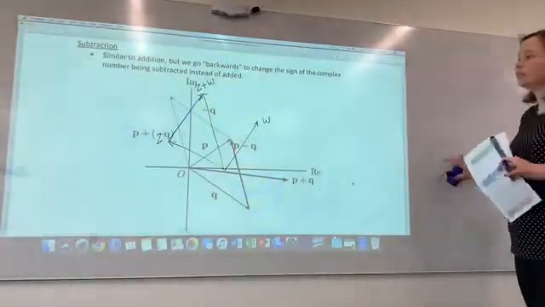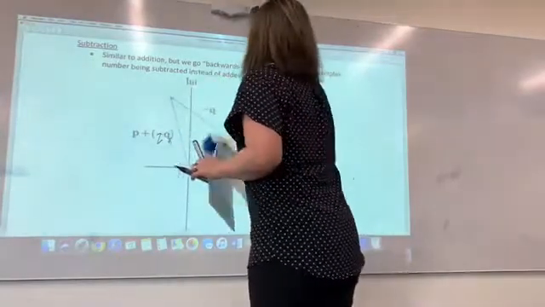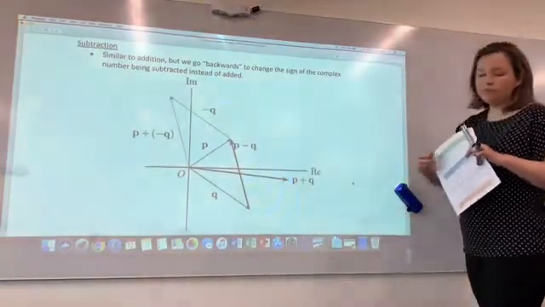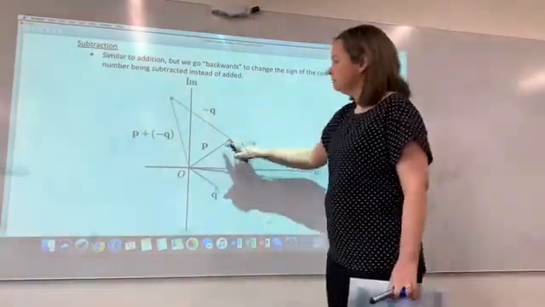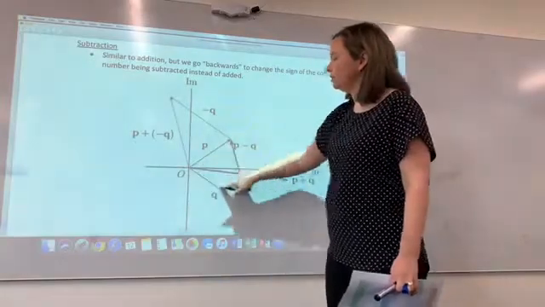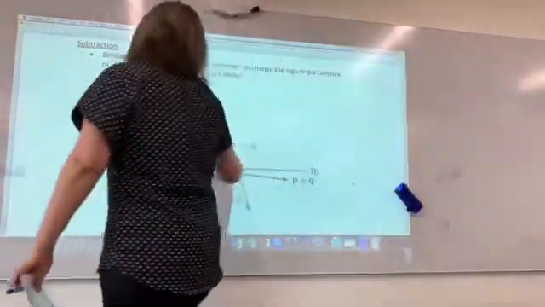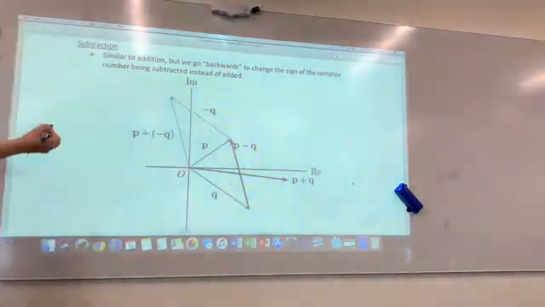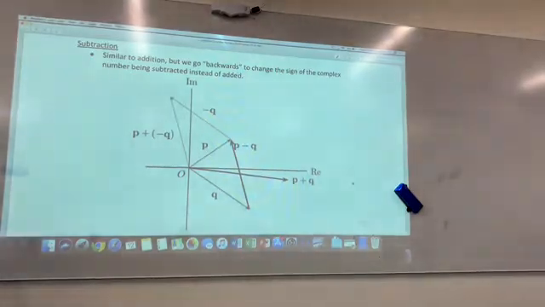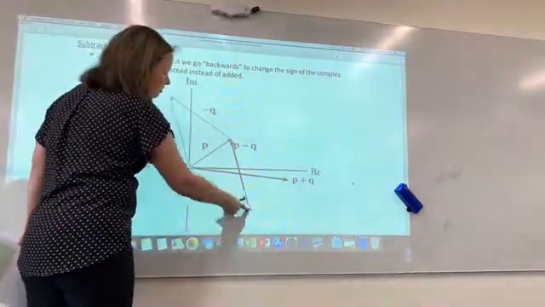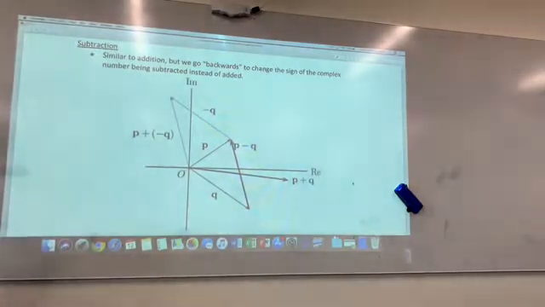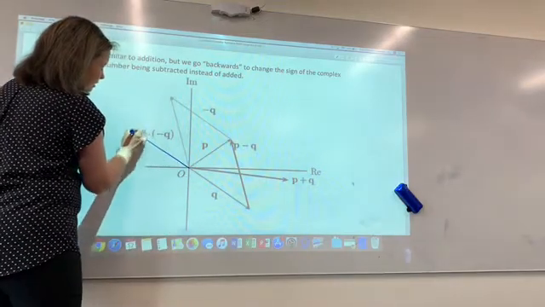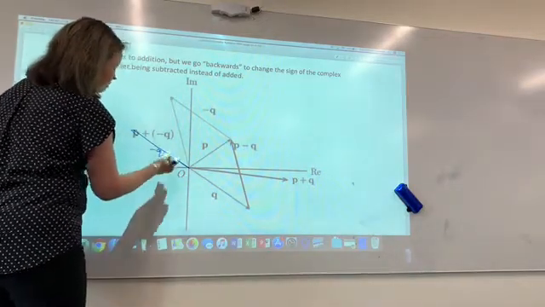Subtraction is similar to addition, but we go backwards to change the sign of the complex number being subtracted. So if we have P minus Q, it is the same as doing P plus minus Q. So where would minus Q lie? If this is the vector Q, where would minus Q lie? Yeah, exactly, going straight back this way. Same distance, just in the opposite direction. So that would be minus Q.